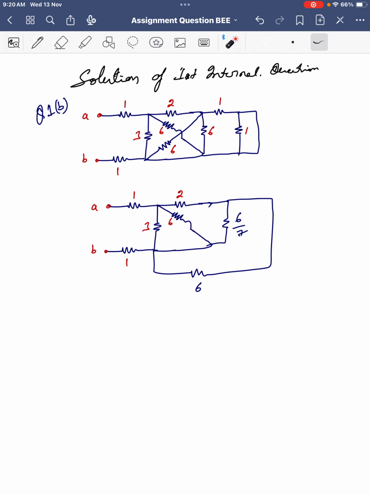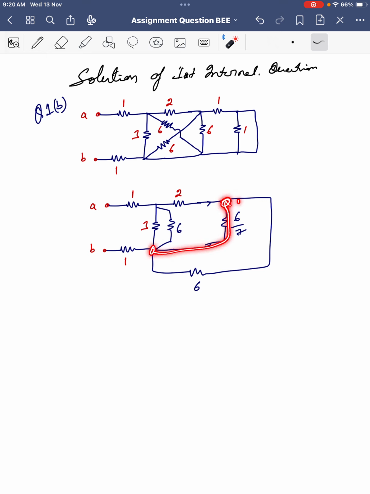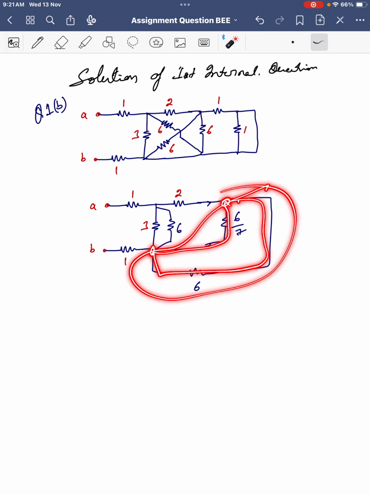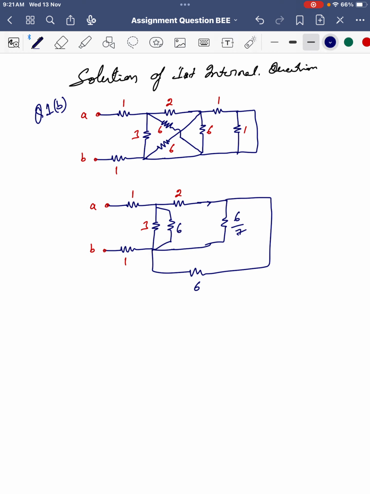Another thing to be noted is that this 6 ohm is connected in this way, and these two nodes are the same. In order to remove the confusion, if I remove this 6 ohm from here and draw it like this, it means the same. Now it is very clear that between these two nodes we have one resistance here and one resistance here. So these two are in parallel.